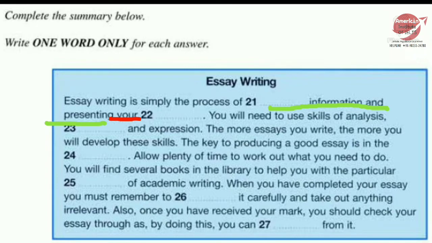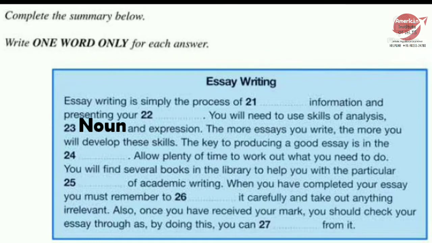Further, you will need to use the skill of analysis, dash, and expression. So the type of skill you need to put. Okay, skill of analysis, dash, and expression. So for 23, you need a noun.